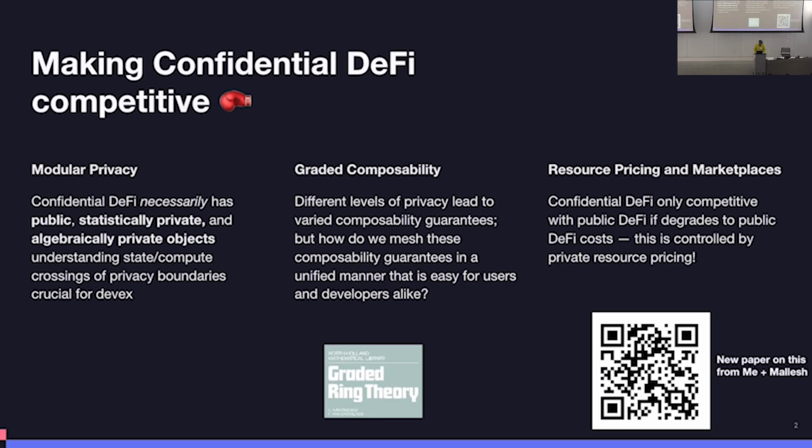So modular privacy is a made-up term made up by me, but I feel like there's this natural thing when you think about writing confidential DeFi applications, where there are three very broad-strokes types of state that you have. You have fully public state, you have statistically private state, so that's something like differential privacy or something with some PIR type of retrieval mechanism. And then you have fully algebraically private. When I say algebraically private, I mean TEE, FHE, potentially MPC.